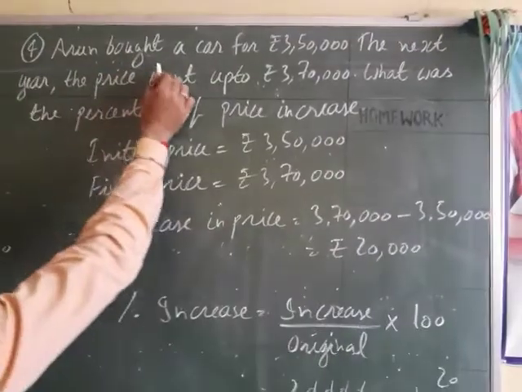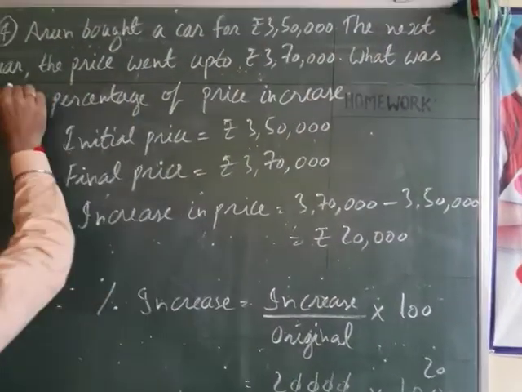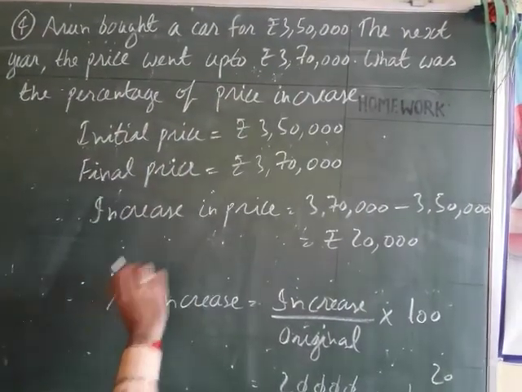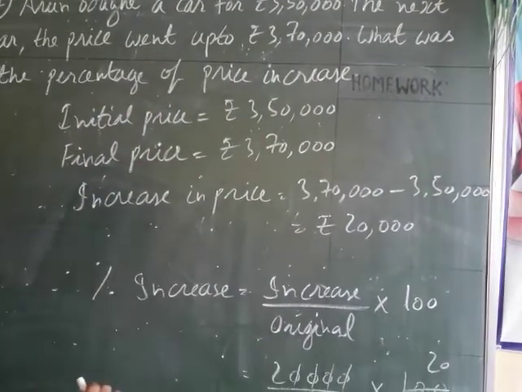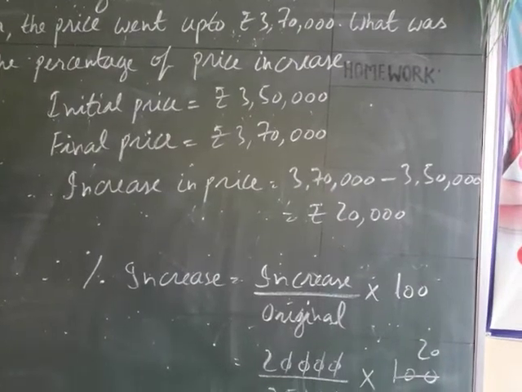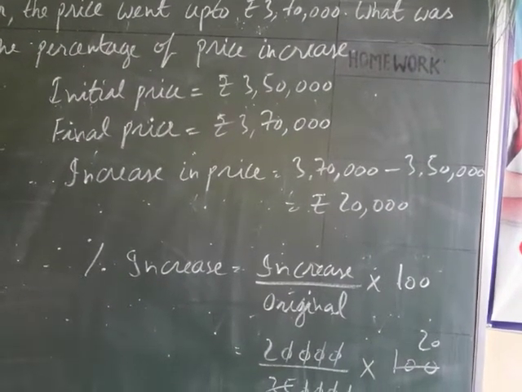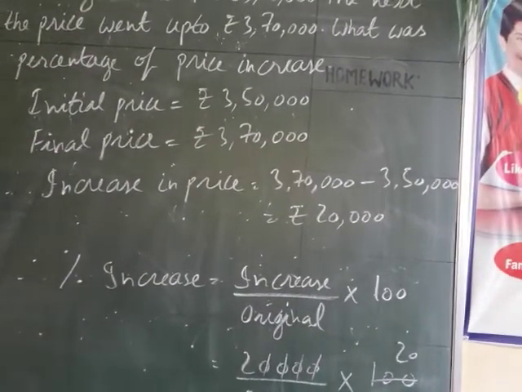Now come to fourth question. Arun bought a car for rupees 3,50,000. The next year the price went up to rupees 3,70,000. What was the percentage of price increase? When he bought a car, it was of rupees 3,50,000. Then after next year, it went up to 3,70,000. That means price has increased. You have to find increased percent of the car.